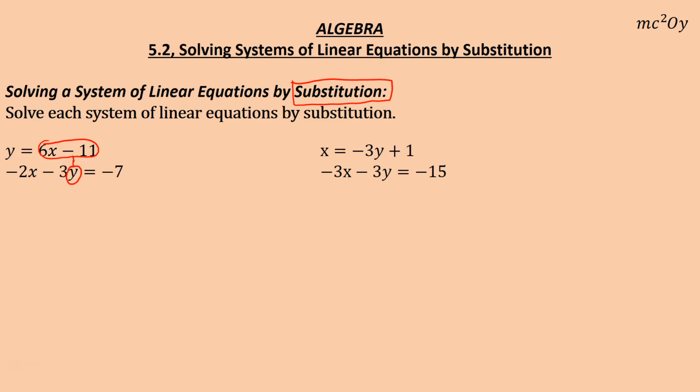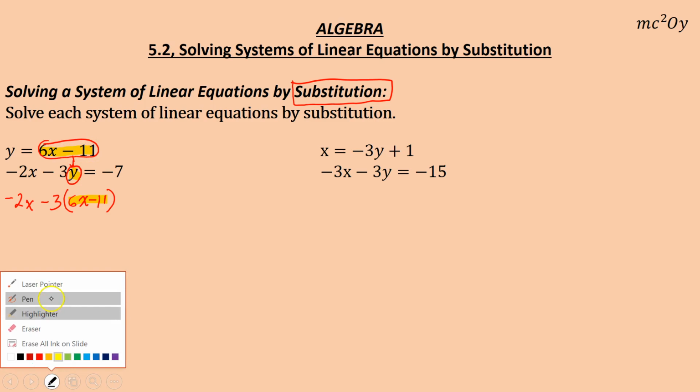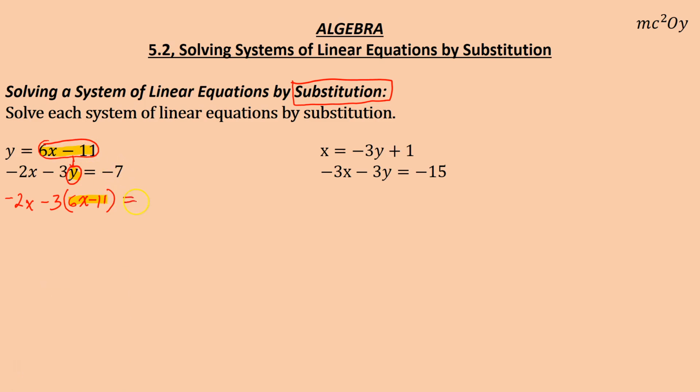And I like to circle both things. I like to circle the y and the 6x minus 11 to show where it's getting substituted into. So my new equation, when I'm done, I'll still have negative 2x. I'll still have minus 3. However, the y will no longer be y. It'll be 6x minus 11. So this y became that. Okay, and in fact, let's go ahead and just highlight that. That became that, because y equals that up here. All right, and then all of that equals negative 7.